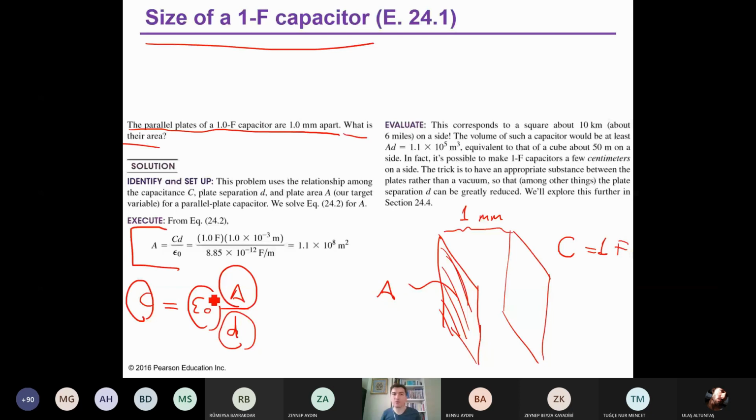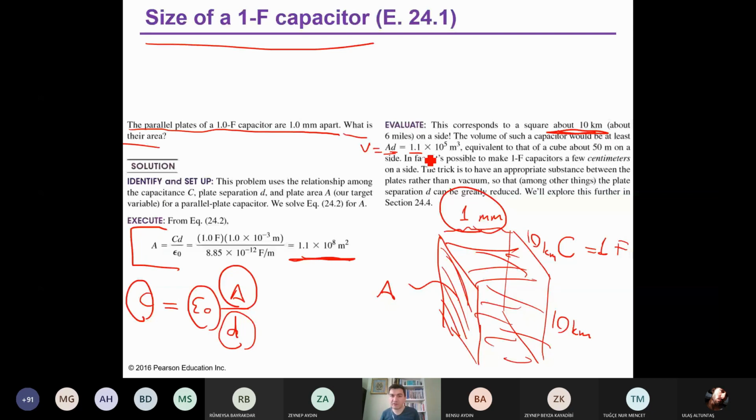So now we have the area. What do you see here? 1.1 times 10 to the 8 meters squared. This is about 10 kilometers on a side. Okay, 10 kilometers. Is it true? Yeah. So then look at the volume of such a capacitor. It is a huge capacitor. If you multiply the area with the distance of 1 millimeter, then you can calculate the volume of this capacitor. The volume is 1.1 times 10 to the 5 meters cubed, and this is equivalent to that of a cube about 50 meters on a side. It is bigger than a house.